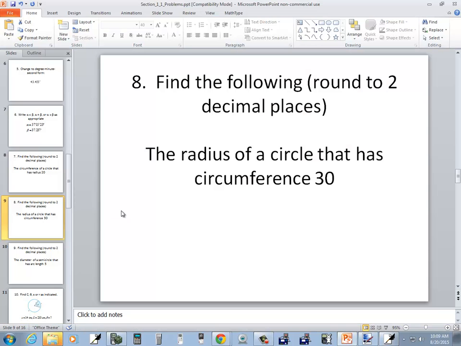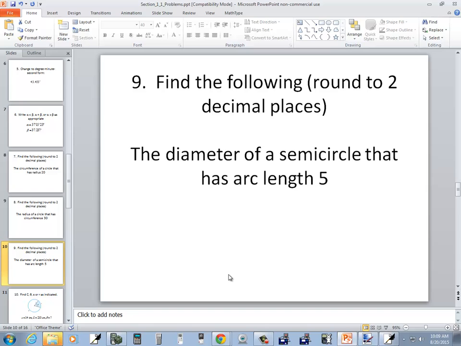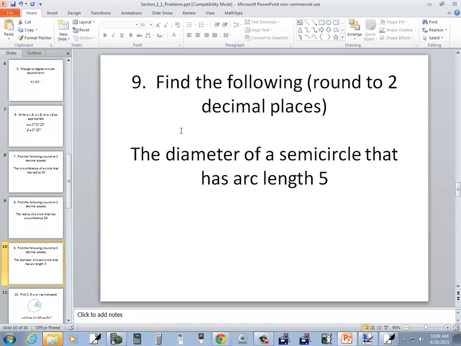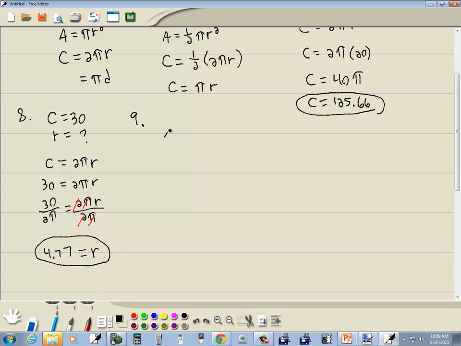Okay, the next one is one I actually had to look up the definition of semicircle. As I get older, I forget things. This is asking us to find diameter that has an arc length of 5. Now when we say arc length of 5, they're saying that this distance here is 5. Well, we'll come back to that. But this all the way across here would be our diameter. Your diameter is the distance all the way across the circle.